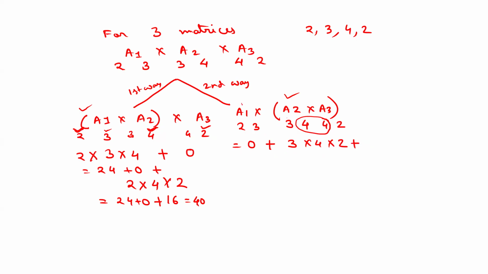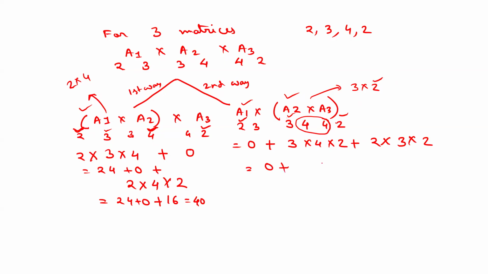And finally, A1 is multiplied with the resultant matrix of A2 and A3. So what is the resultant matrix dimension? That is 3 cross 2. That means after multiplying A2 and A3, the dimension of the resultant matrix is 3 cross 2. Similarly, here the dimension of this one is 2 cross 4. Okay. So now 2 cross 3 is multiplied with 3 cross 2. So what is the cost, or the number of multiplications? 2 cross this one, 3, that is common, and then 2.